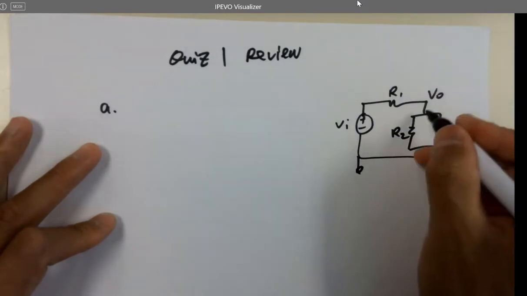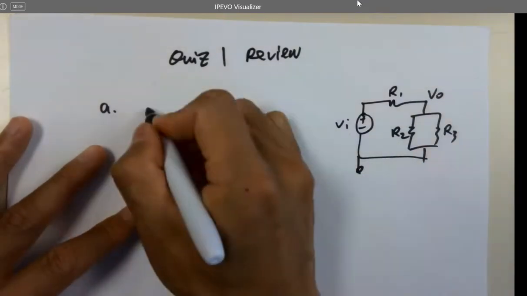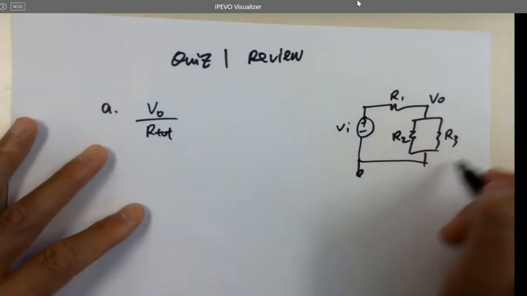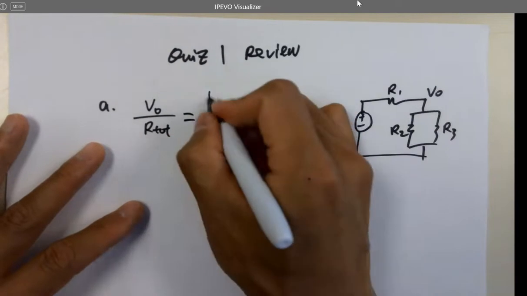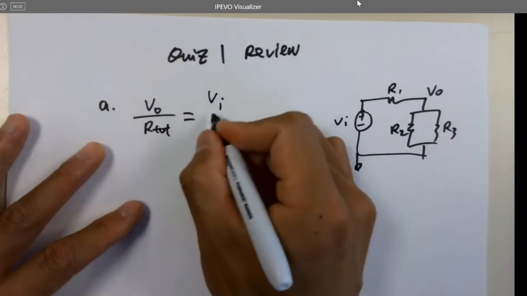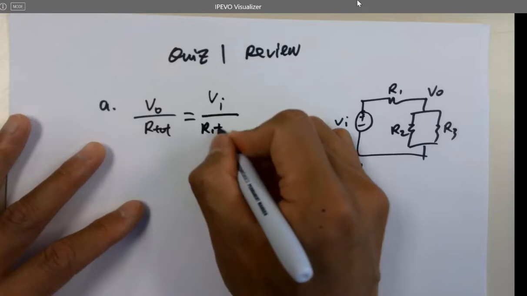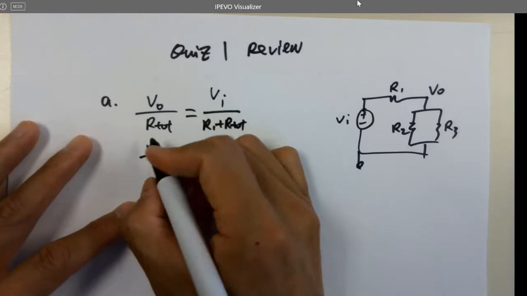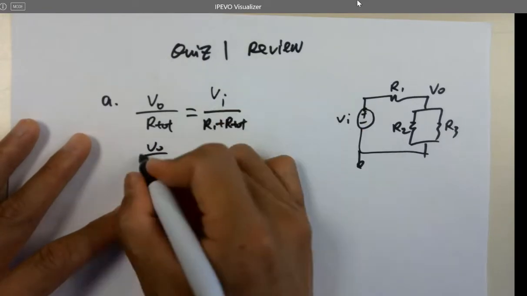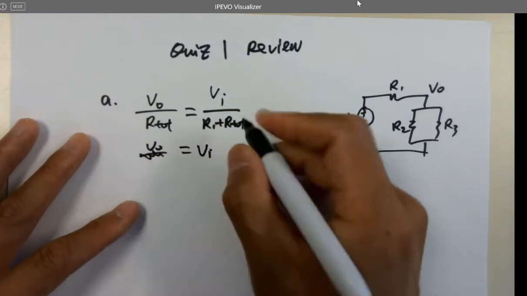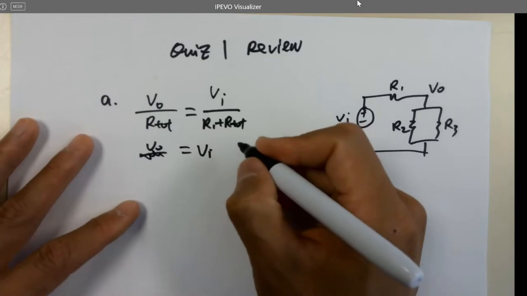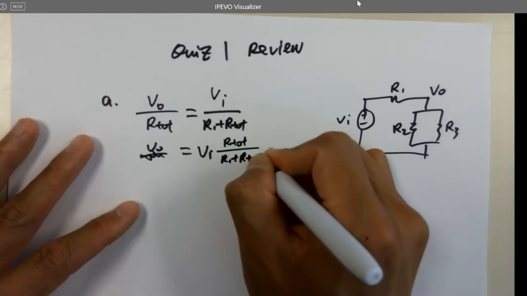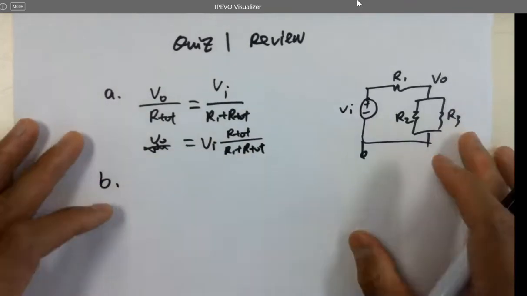So VO over our total. This is our total here for the parallel resistance, equals VI over R1 plus our total, right? So VO over, or just move this one to here. So VO equals VI times our total over R1 plus our total, and that's it, 30 points.